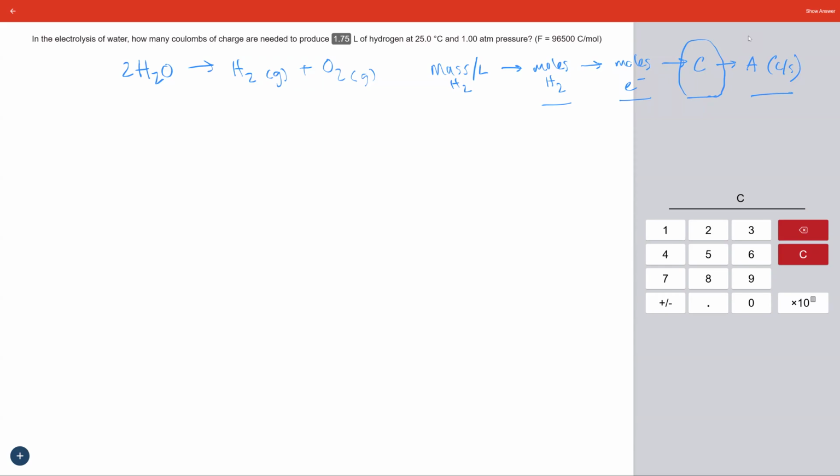So you could be given mass, which you convert to moles with molar mass from the periodic table. Here we're given a volume. And so we're going to have to do PV equals nRT. Before we do that, let's look at the half reaction. So we're going to break it into two.